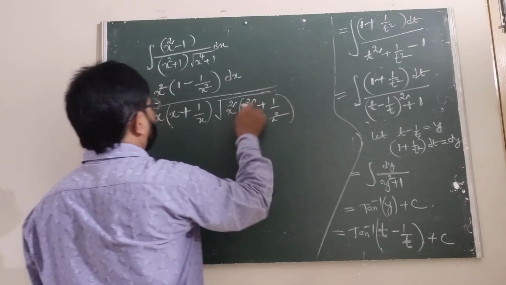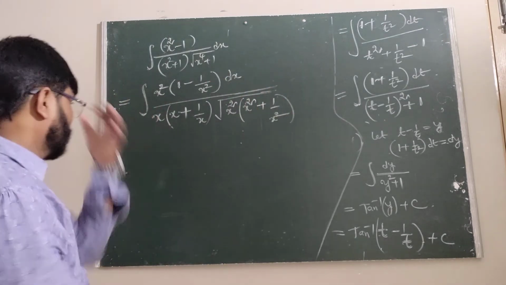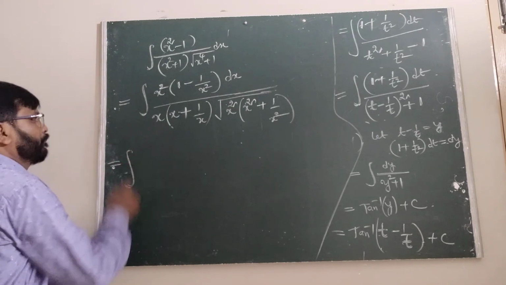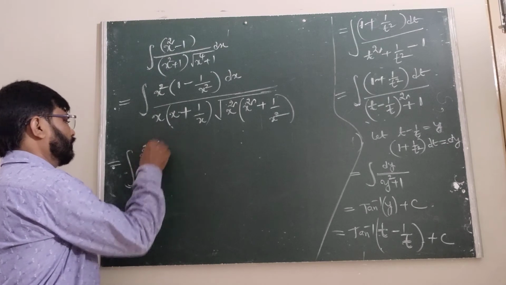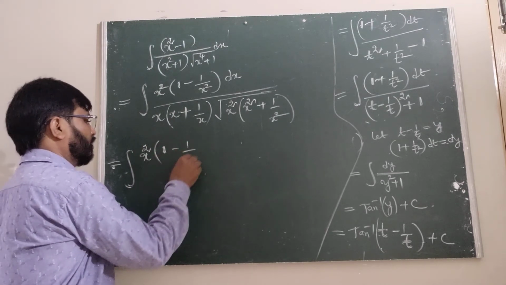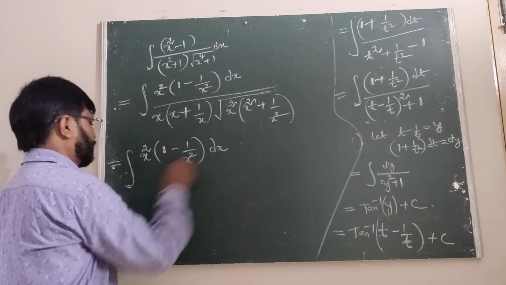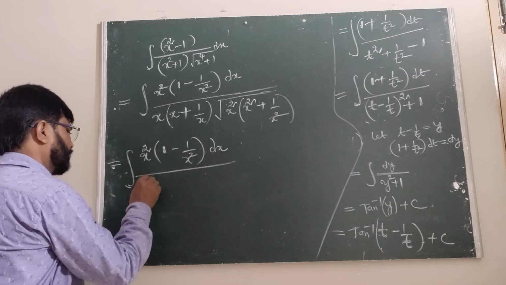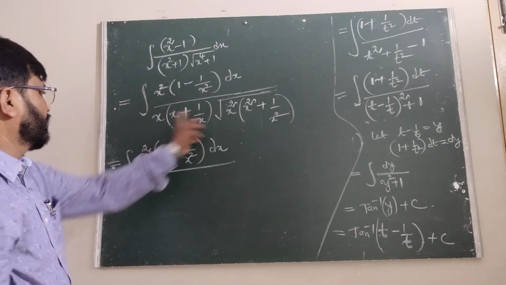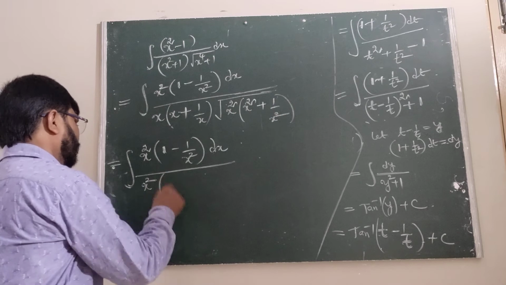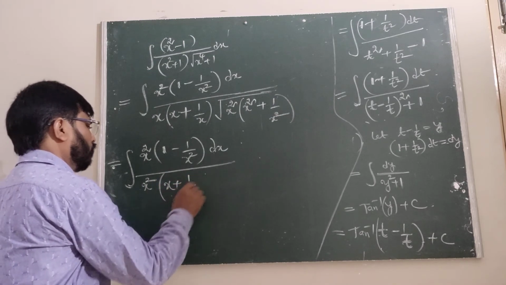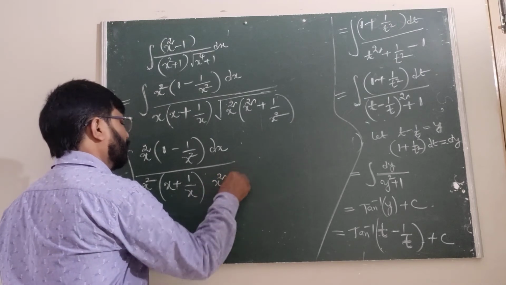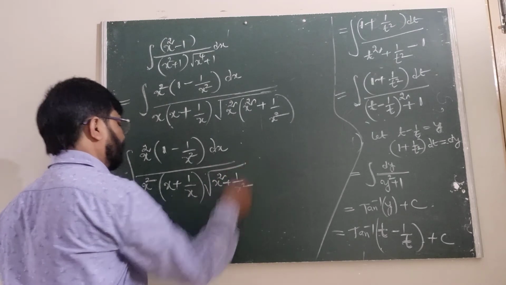Is it okay? x square into x square, x power 4, these are cancelled. After that, we can write this as the integral of x square into (1 minus 1 by x square) dx upon, therefore square and root are cancelled. x into x is x square. Square root cancel, x into x is x square. That is x plus 1 by x under root of x square plus 1 by x square.